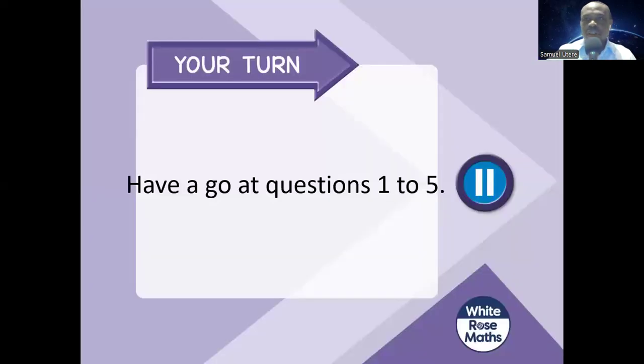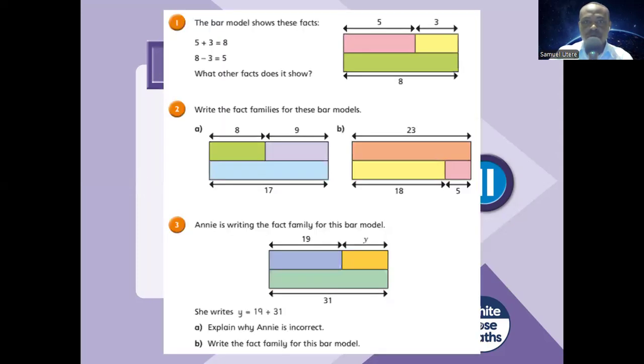What we've learned so far is that you can look at a bar model and write different fact families. We've mainly looked at writing the 4 fact families, 2 addition and 2 subtraction, that you can get just looking at a bar model. So I want you to have a go at questions 1 to 5. Here, the first one that I can display is questions 1 to 3. So pause the video and answer these questions in 5 minutes.